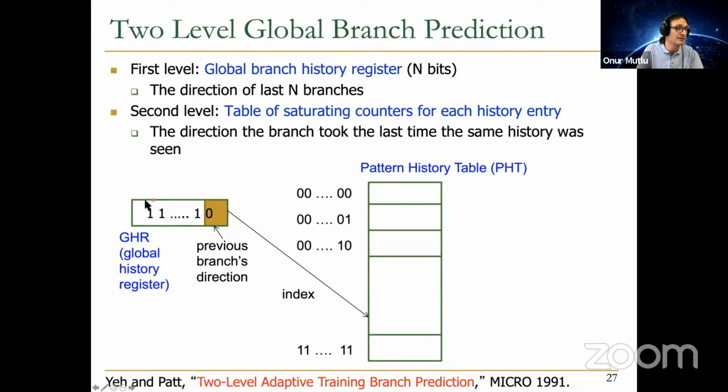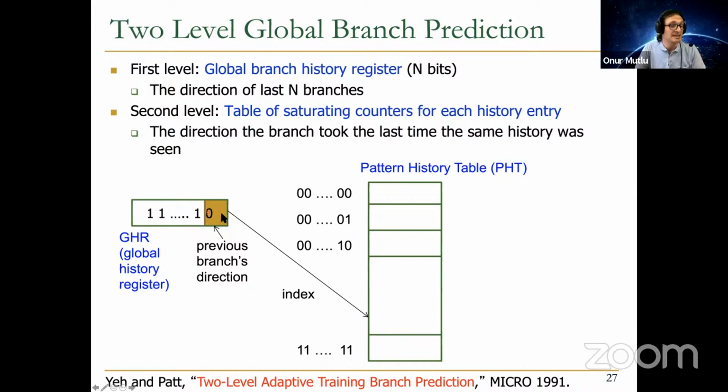So this is the direction of the immediately previous branch. It was not taken, let's say. This is the direction of the previous branch. It was taken, and then you go up to the 16th previous branch. It was taken in this case, and you use this to index this pattern history table. The pattern history table is a table of saturating counters for each history entry. It encodes the direction the branch took the last time the same history was seen. So the last time we saw this 1, 1, 1, 1, 1, 1, 0 history, we have a 2-bit counter that records whether you should be strongly taken, weakly taken, weakly not taken, or strongly not taken, similar to the 2-bit counter prediction that we discussed.